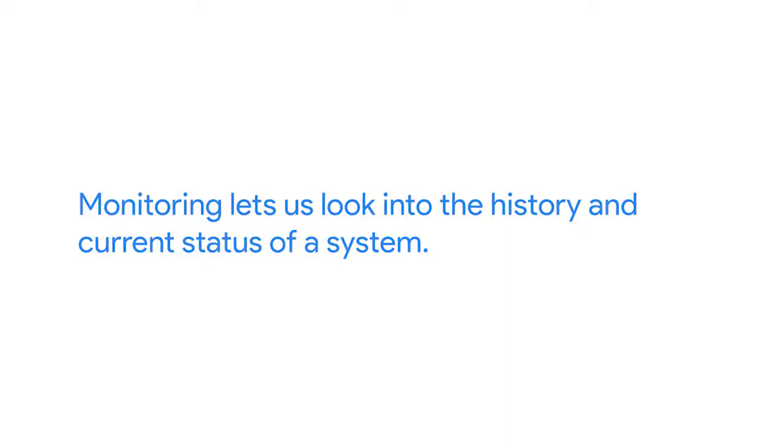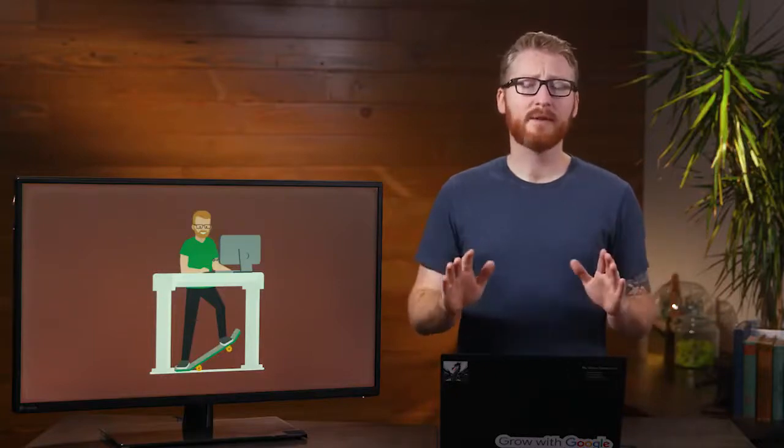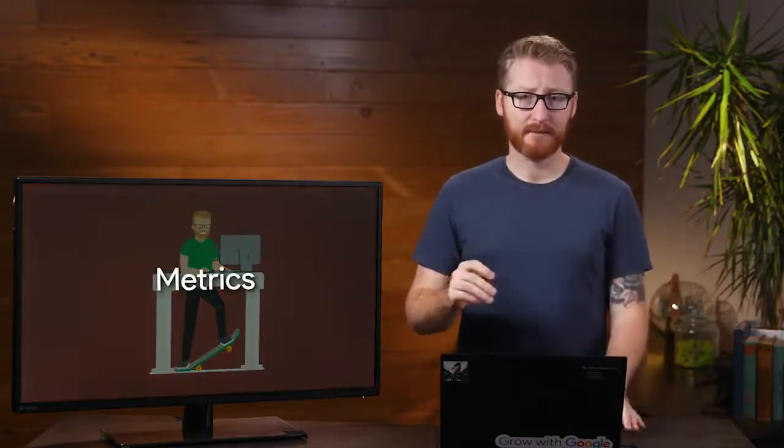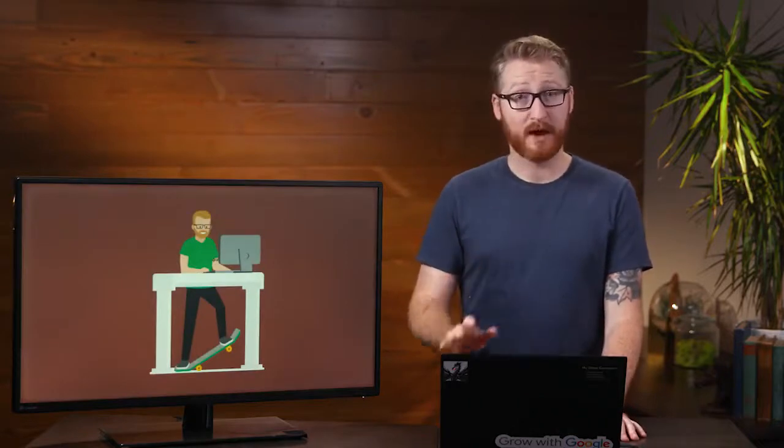To understand how our service is performing, we need to monitor it. Monitoring lets us look into the history and current status of a system. And how can we know what the status is? We'll check out a bunch of different metrics. These metrics tell us if the service is behaving as expected or not. While some metrics are generic, like how much memory an instance is using, other metrics are specific to the service we want to monitor.